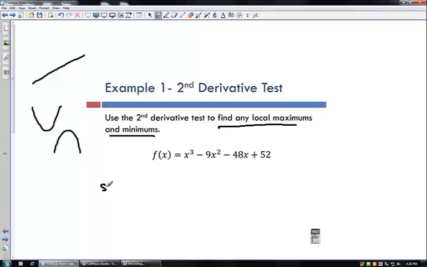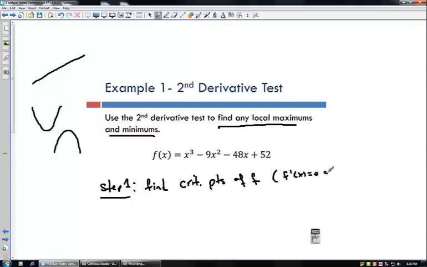So let's see what happens here. The idea is first do step 1. And so on step 1, this is find the critical points of f. And so that's when f prime of x is equal to 0 or undefined.